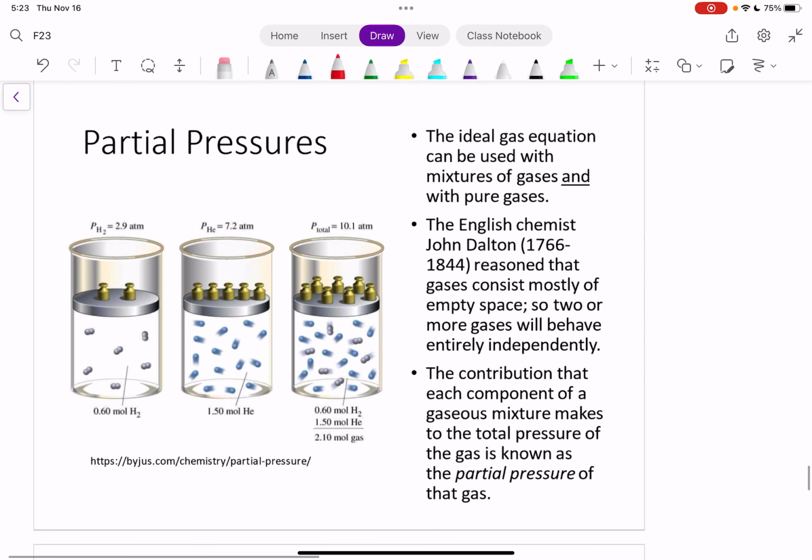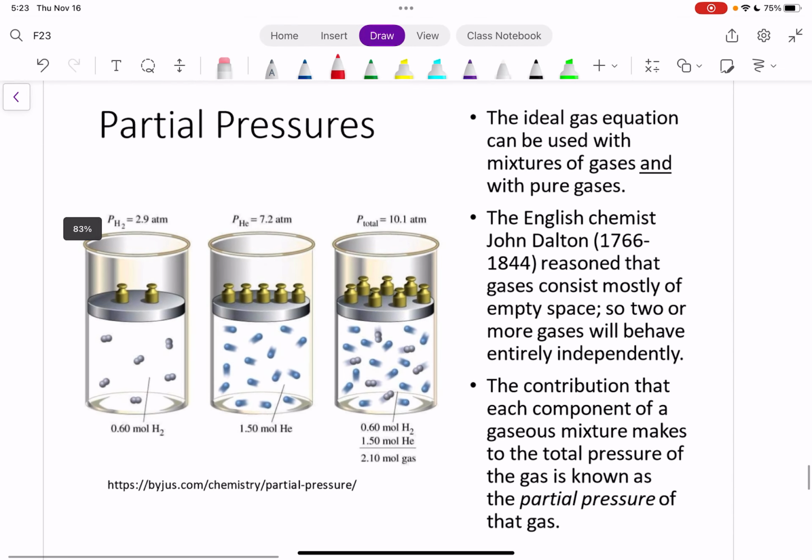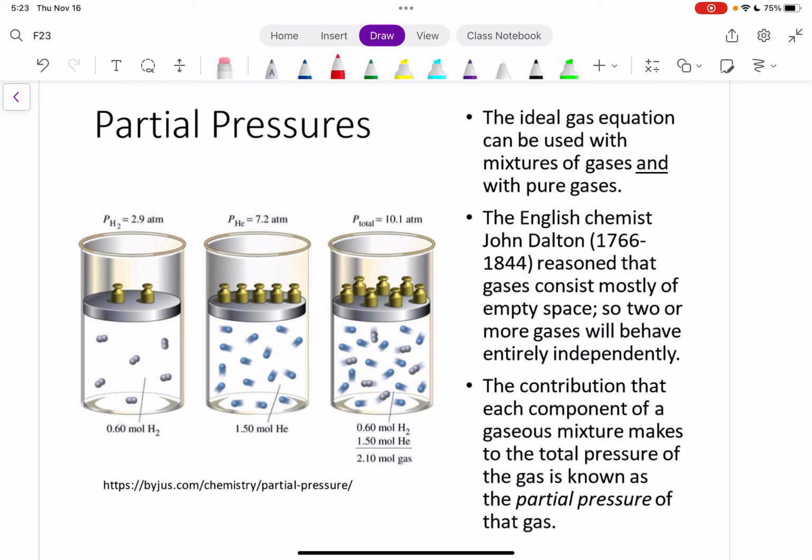All right, the final kind of gas law that I want to talk about is called Dalton's law of partial pressures, named after John Dalton, who we talked about when we talked about atomic theory. So sometimes you'll see this as Dalton's law of partial pressures or just partial pressures.